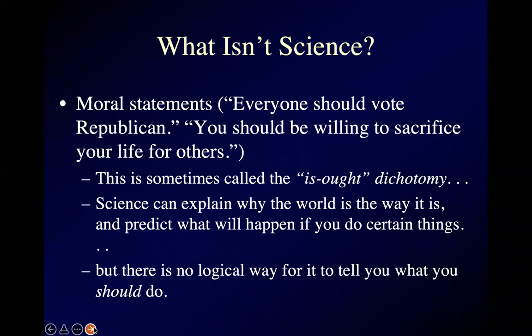The problem is there's always going to be people who have already decided that there are values that they hold that are more important than getting the vaccine. And purely in the realm of science, there's no way to argue them out of that. There's no logical way that you can get from what is the case to what you ought to do. We sometimes call this the is-ought dichotomy, or the dichotomy between fact and value. And this is something that pops up a lot in all kinds of discussions.